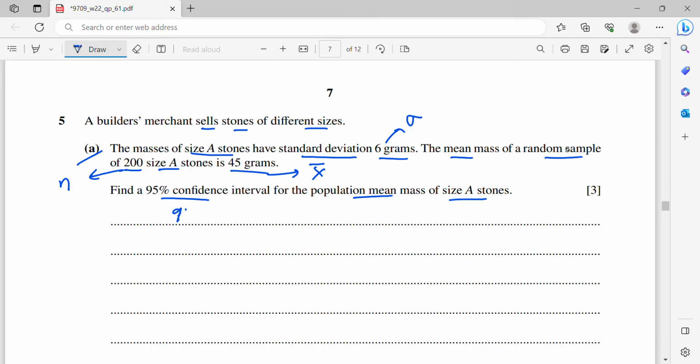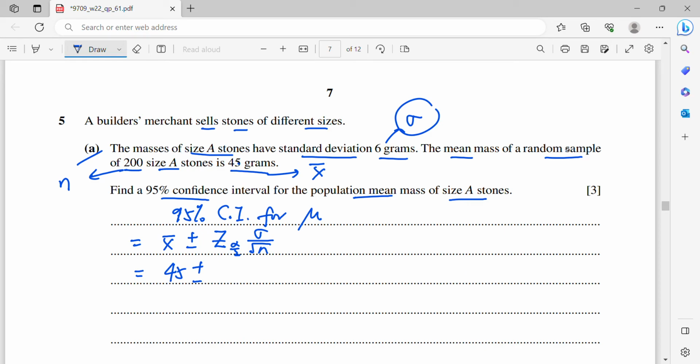So now I will write 95% confidence interval for population mean, which is mu. So the formula is x bar plus minus z alpha over 2. Since the population standard deviation is given, it becomes sigma over square root n. Now basically all the values are given. So x bar 45 plus minus.